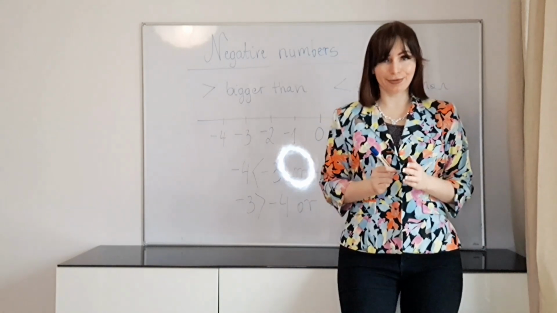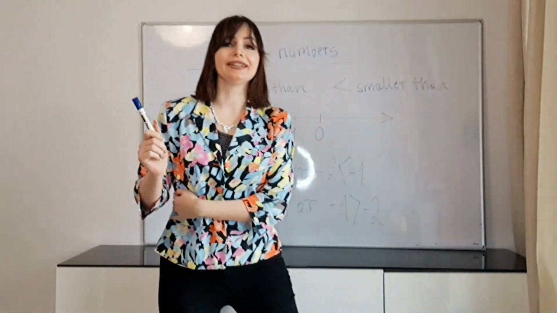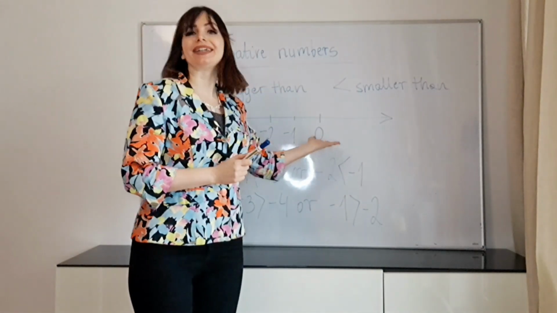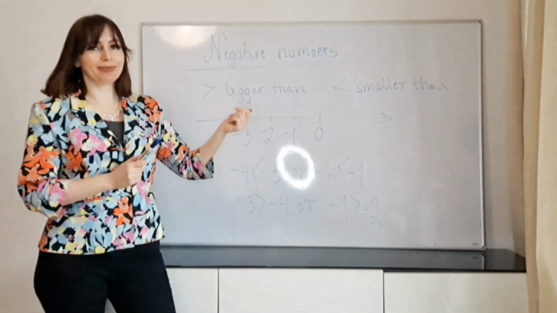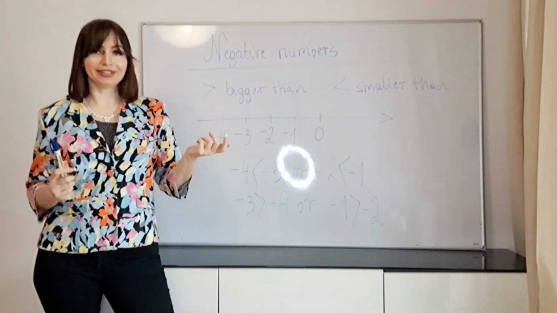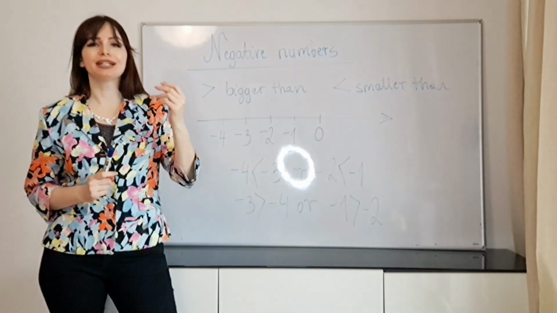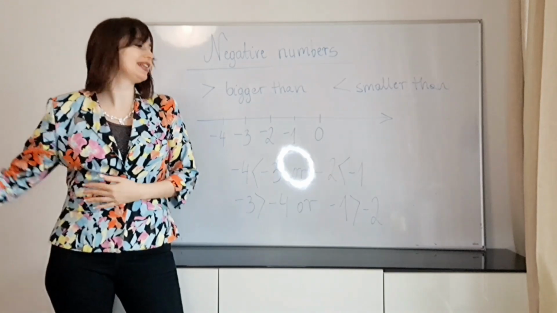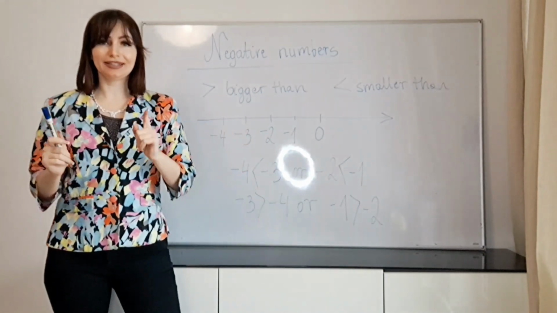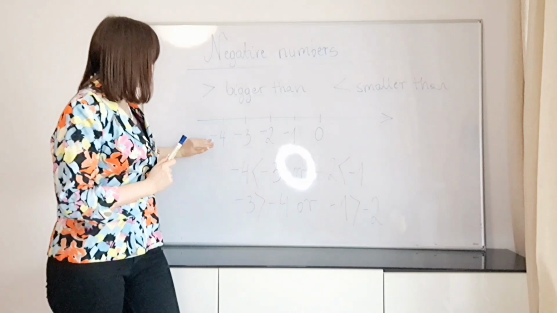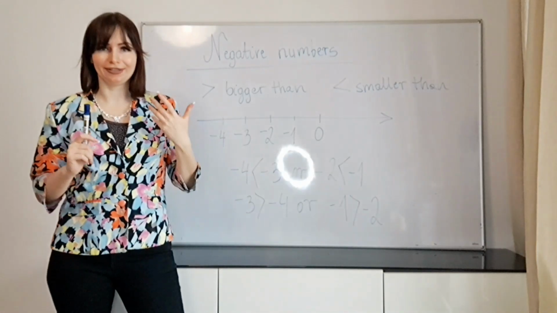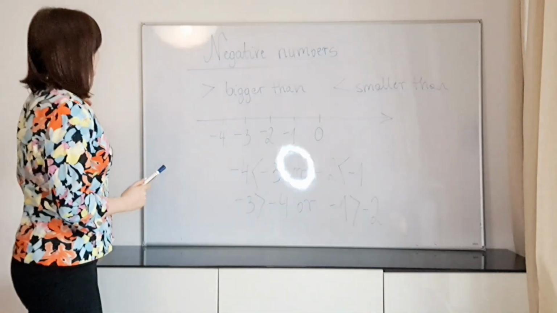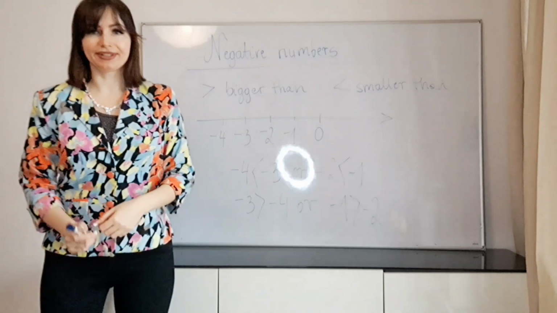And the easiest way to understand what are the negative numbers is by using a number line like this. So we can display all the numbers on the number line, and we can see that -4 is further on the number line than -3. And this means that -4 is actually smaller than -3. The further we go towards this side on the number line, the smaller the numbers get.